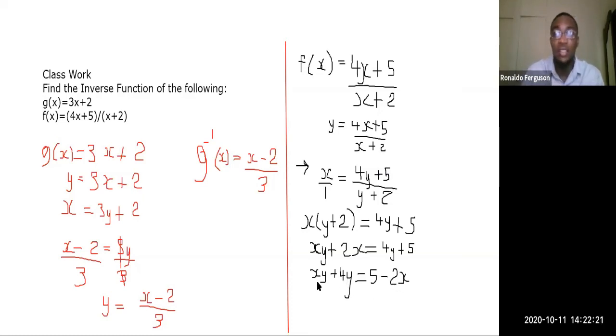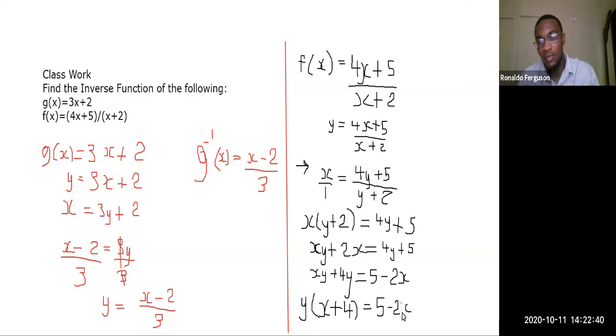And so if we factorize out y from these two, what we're going to get is y in bracket x plus 4. So y times x plus 4 is equal to 5 minus 2x. And so we're almost finished. If we divide both sides by x plus 4, we get that y is equal to 5 minus 2x divided by x plus 4.